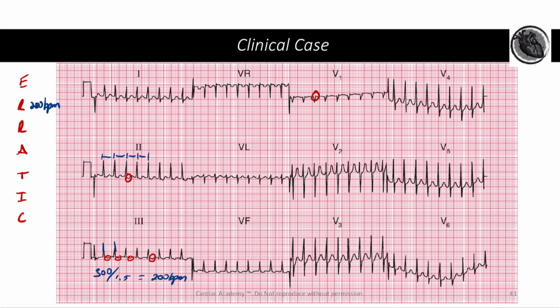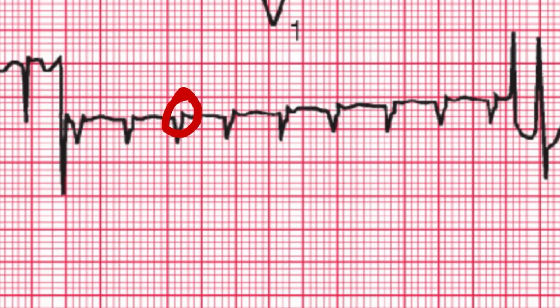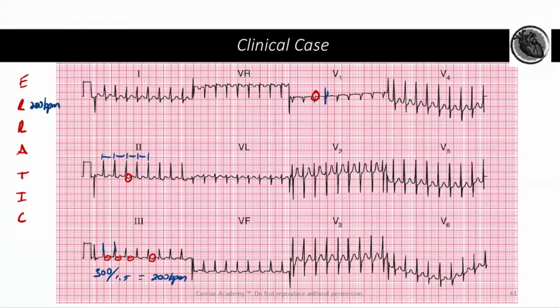However, since this is an SVT, a fast regular rhythm, we can look for the RP interval. And looking here, I'm gonna zoom in, we can see the QRS is here, and then we have the pseudo R wave here. So here, the RP interval is less than 70 milliseconds. So in this case, this is an AVNRT. But let's go through all of the questions so we are systematic.